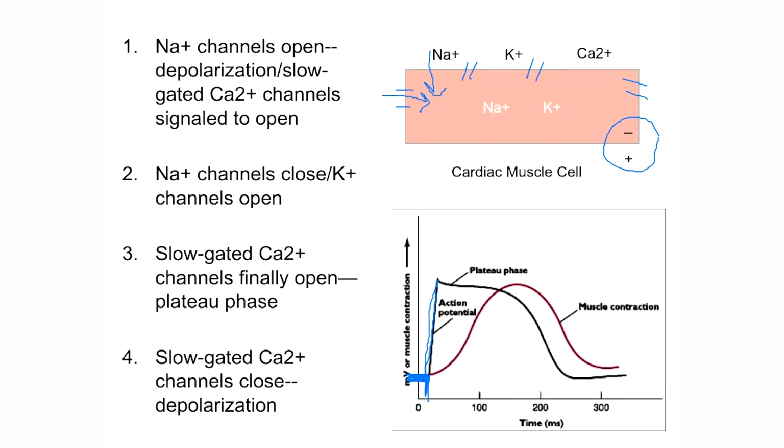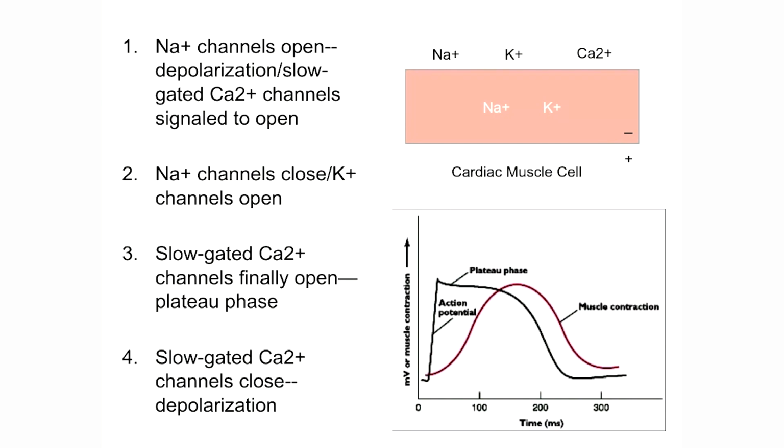The calcium channels that are also found in cardiac muscle cell membranes are what are known as slow-gated. So these slow-gated channels actually get the signal to open at the same time as the sodium channels. The sodium channels, upon getting that signal, just pop open and they start letting sodium rush in. The calcium channels are much slower. So once they receive that signal to open up, they start to very, very slowly open. And actually what we see happening is that the sodium channels close, and then we get potassium channels opening.